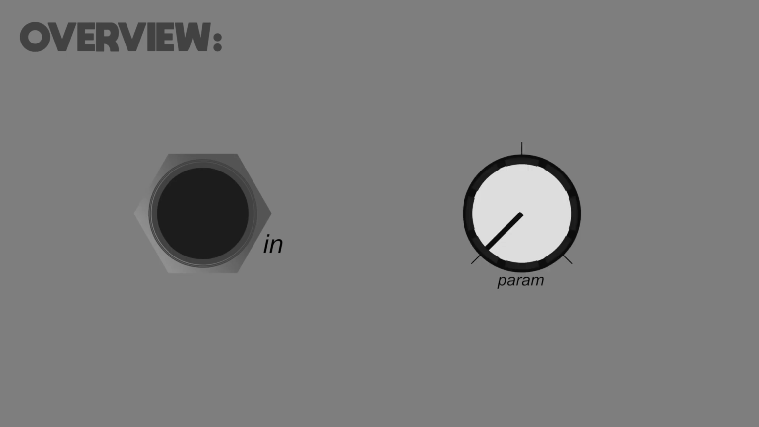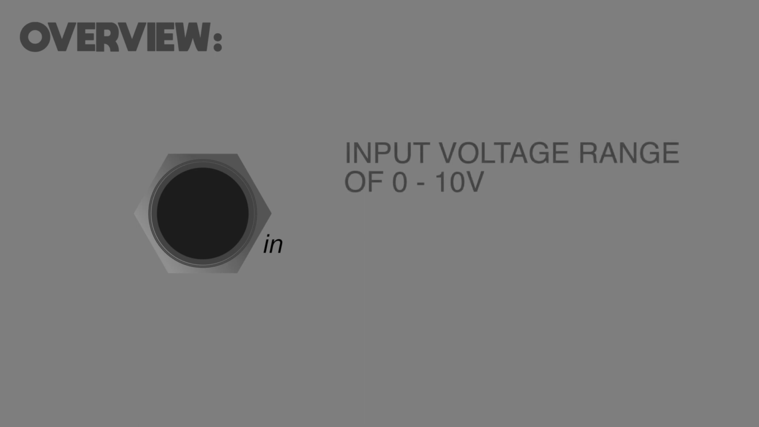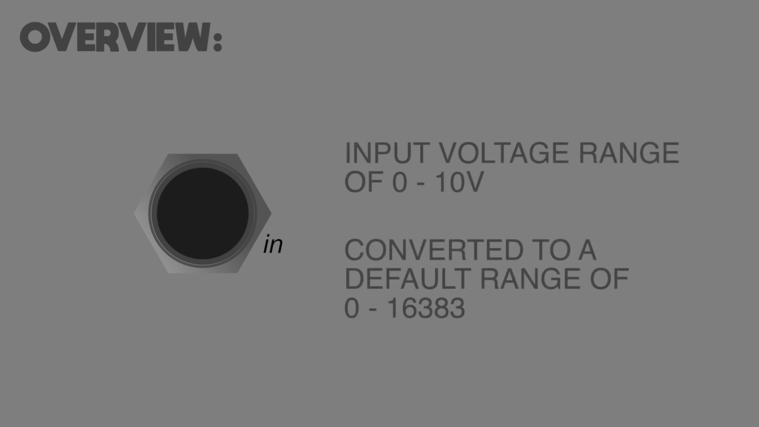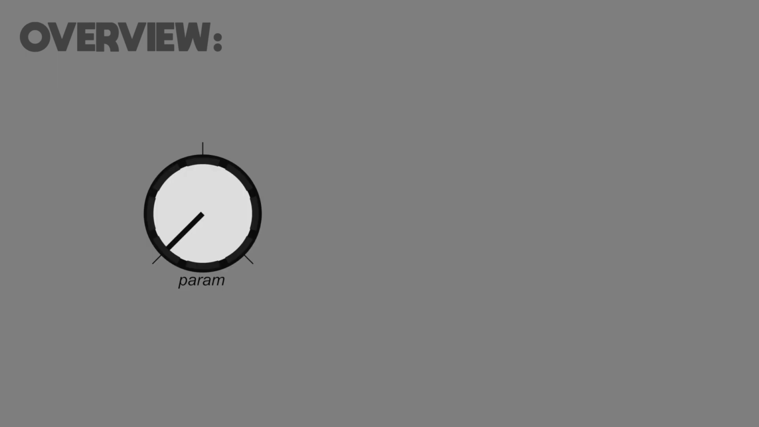As you remember from the introduction video, the Teletype has an in-jack and a parameter pot on the front panel, and these are used to input values to the Teletype from the outside world. The in-jack will accept voltages from 0 to 10 volts, which will by default be converted to a value range of 0 to 16,383 by the Teletype. And likewise, the parameter pot will also by default give values in the range 0 to 16,383.